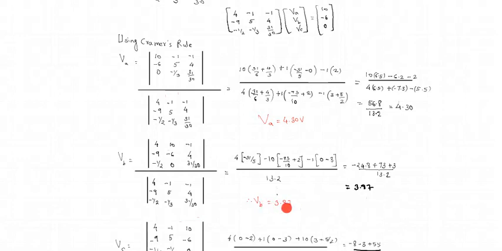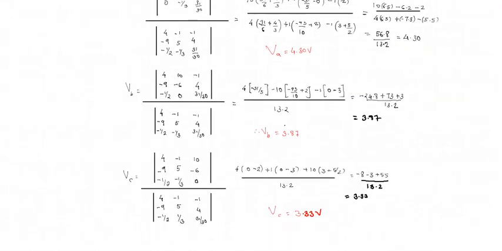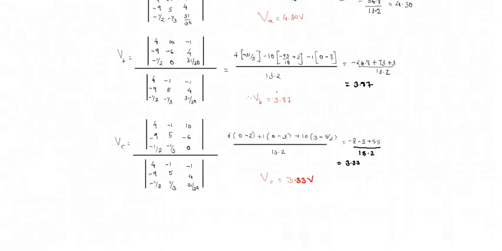Similarly for VC, what do you need to do now? Keep the first two columns as they are, whereas replace the third column by the elements 10, minus 6 and 0. So that's what we did here. We replace the third column by 10, minus 6 and 0, keeping the first two as they are. The lower matrix is the entire matrix as it is. Divide it, and you get the third value VC.